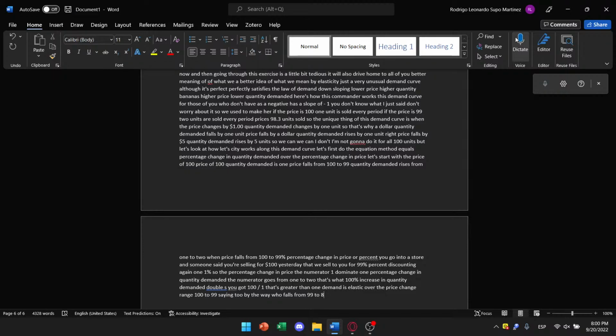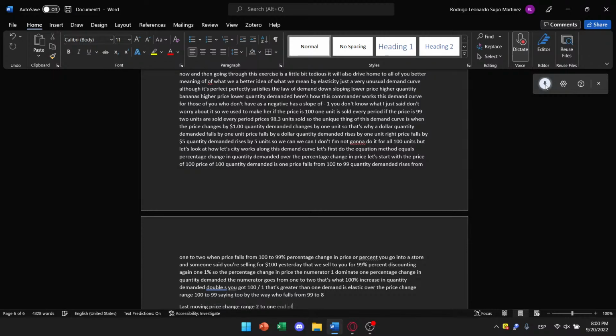Price falls from 2 to 1. That is a 50% cut in price. Price is cut in half. 50% discount. So the percentage change in price, the denominator, is 50. The percentage change in quantity demanded is just over 1%. It goes from 99 to 100. Very tiny. And a huge price cut, 50%, causes a tiny change in quantity demanded, just over 1%. Demand is inelastic over the price change range 2 to 1.